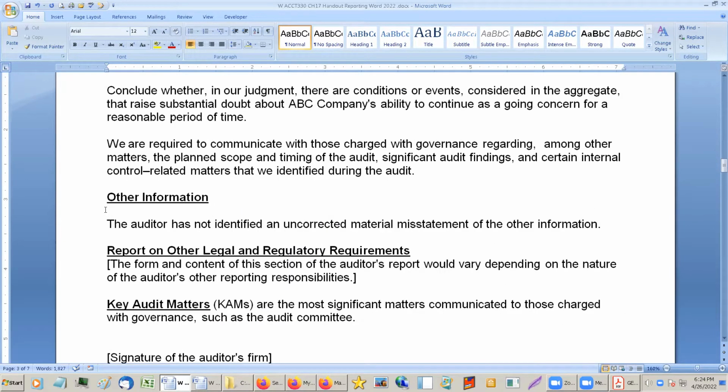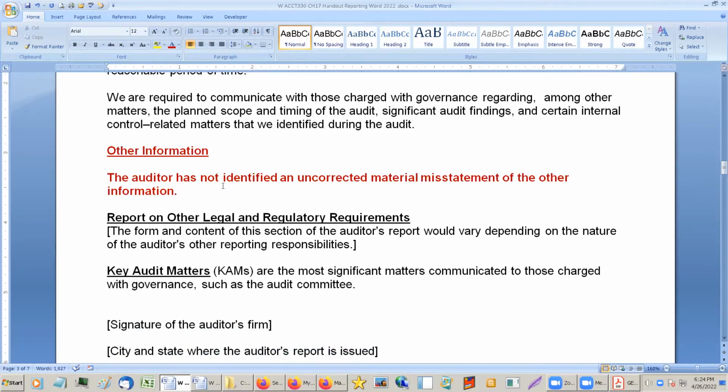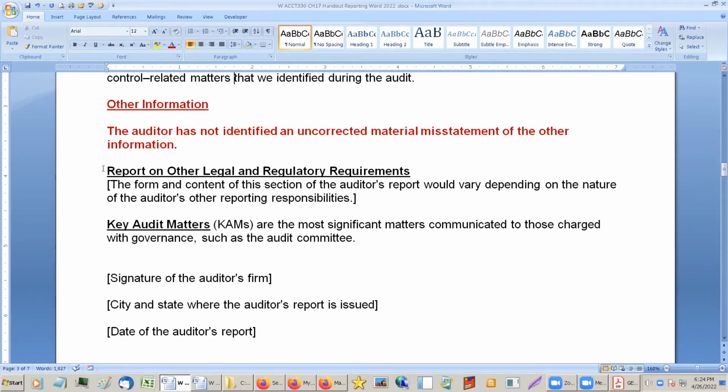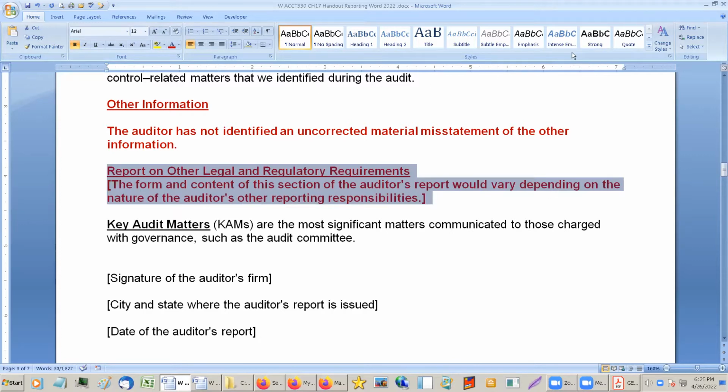Here's that other information we talked about just now. So this would be at the end of the audit. Report on other legal and regulatory requirements. Okay, it's possible that this audit is used for other things too, for regulators and that sort of thing. It might be a not-for-profit or something.